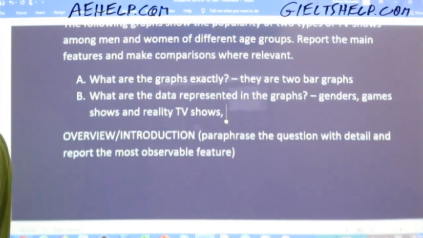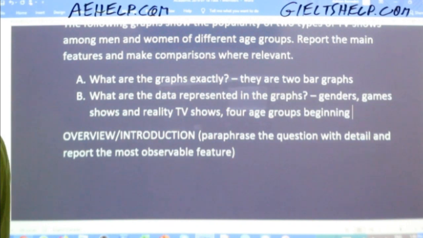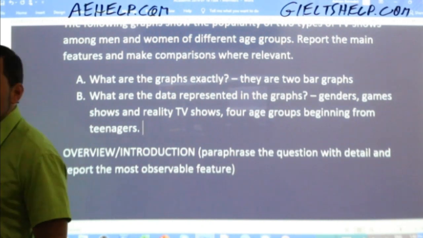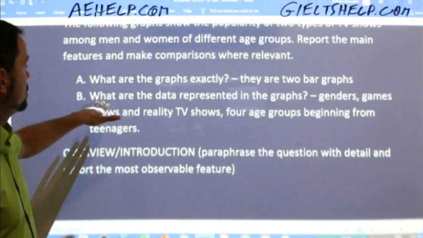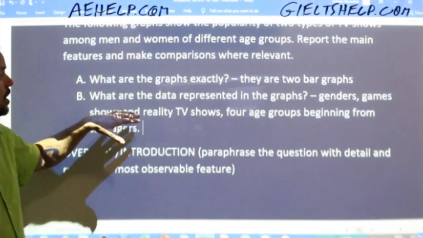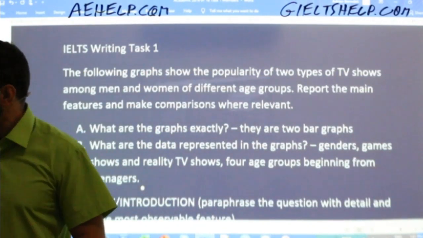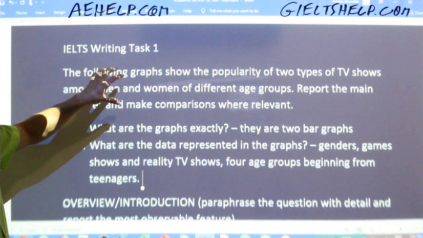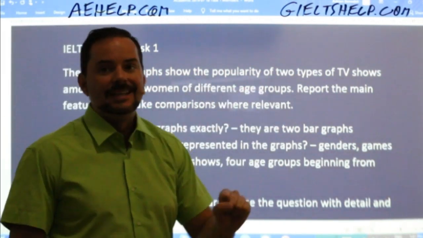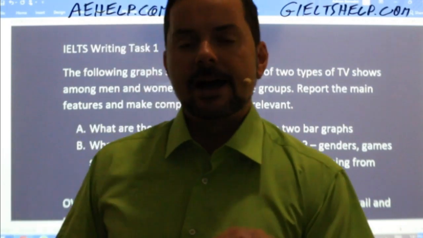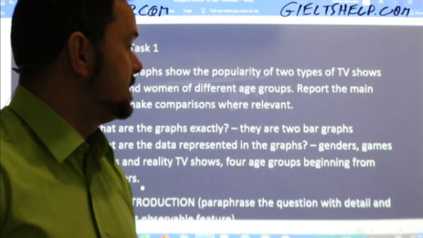So 4 age groups beginning from teenagers, right? So when you ask this question, members, what are the graphs exactly? What are the data in the graphs? What you will basically end up doing is paraphrasing the question with more detail. Does that make sense? I haven't shown it to you in that way yet, but basically it's these 2 questions.